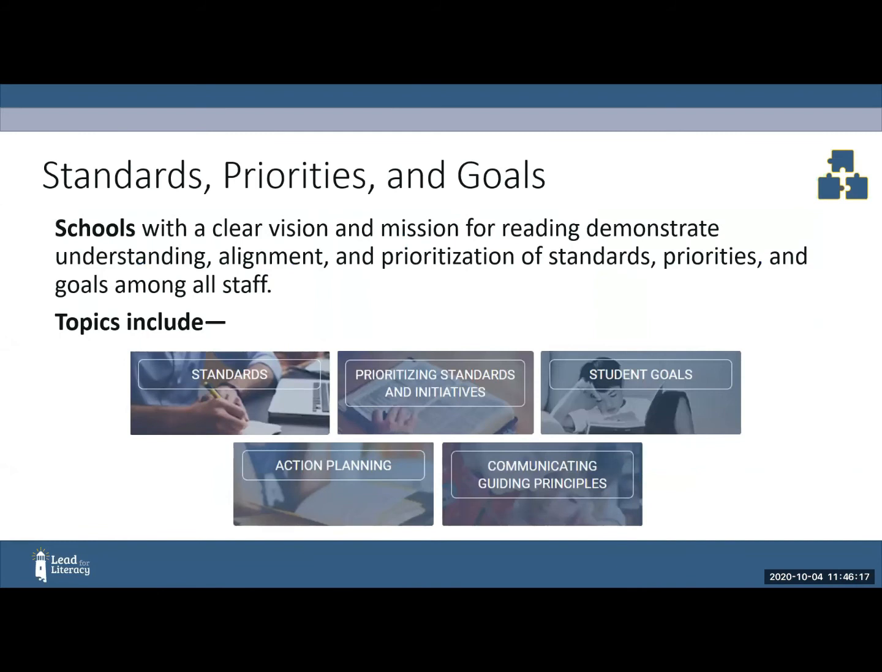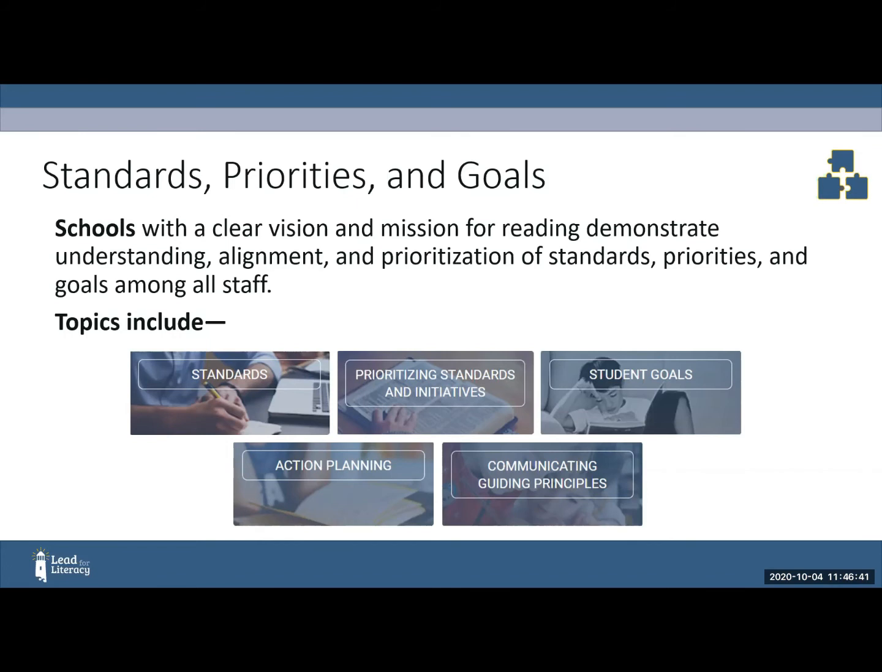Standards, priorities, and goals. Effective school leaders make reading a school-wide priority as a result of ongoing standards alignment and goal-setting processes. Topics for this element include standards, prioritizing standards and initiatives, student goals, action planning, and communicating guiding principles.